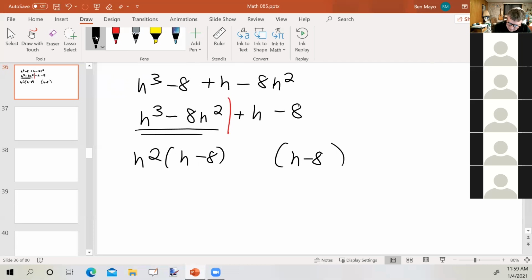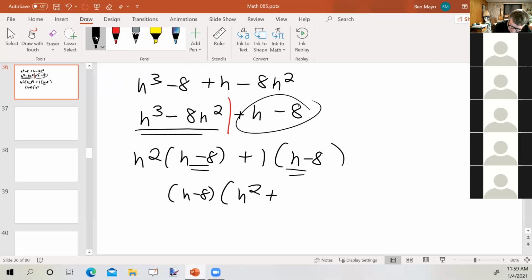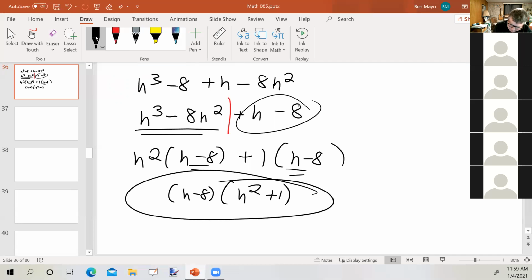What am I going to factor out of that? One. Is it plus or minus? Plus. Okay, so now going from there, the greatest common factor is h minus 8, and the leftovers are h squared plus 1. And there we have our final answer. All righty.